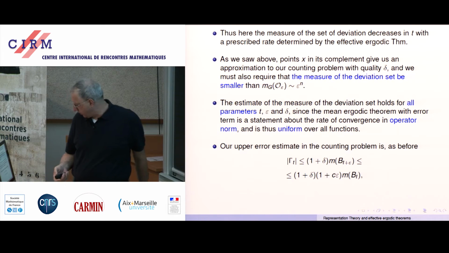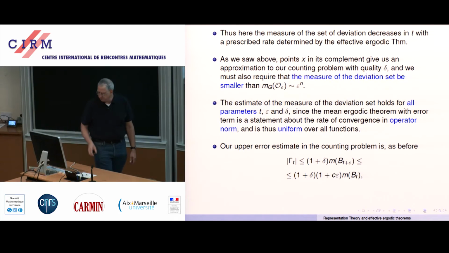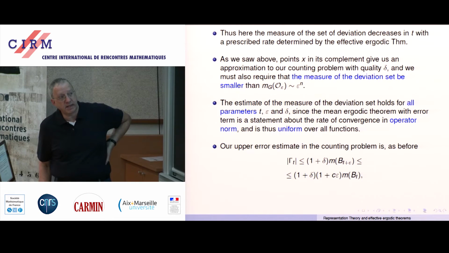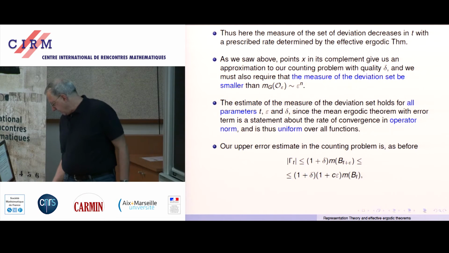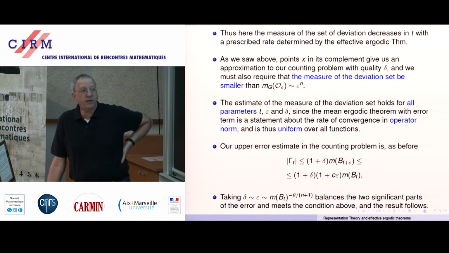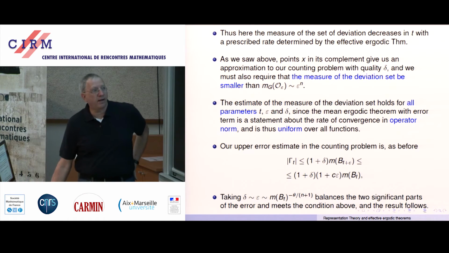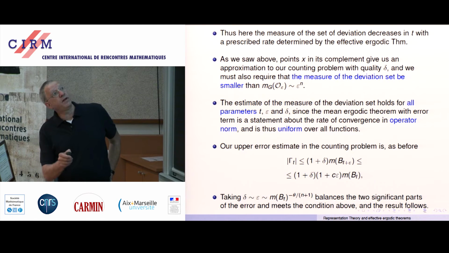Okay, well, that's just the estimate. And for all delta, because Chebyshev's inequality is true. And so the upper error estimate in the counting problem is, as before, the same estimate. Gamma t is less than or equal to 1 plus delta, 1 plus c epsilon, times the measure of B_t. And if we take delta and epsilon to be m(B_t) to the minus theta over n plus 1, then this choice balances the two significant parts of the error estimate and meets the condition above, namely this condition.